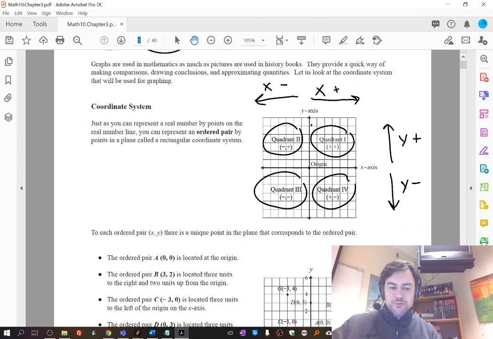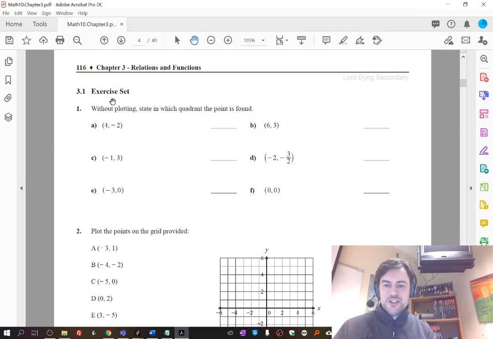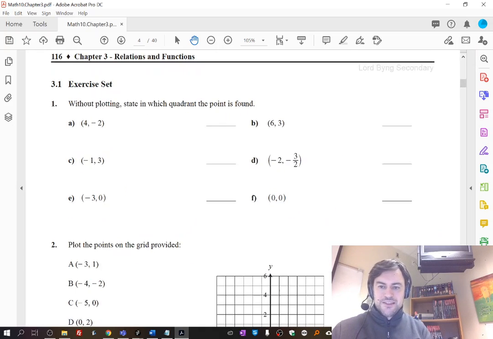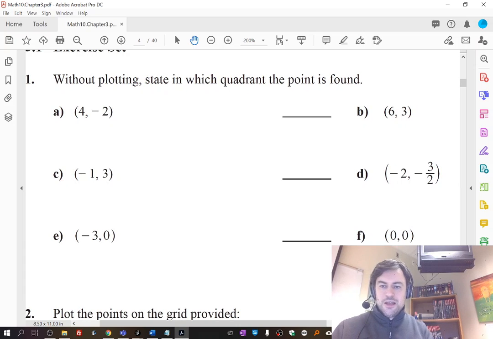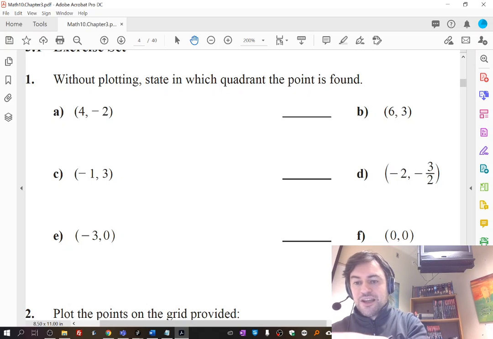If I jump ahead to question 1, that's how you're going to answer the first question. It says, without plotting, state in which quadrant the point can be found. So it says here, our x value is 4, and this is x. So they always go in order, right? So it's alphabetical order. So the first one is the x coordinate, and the second one is y.